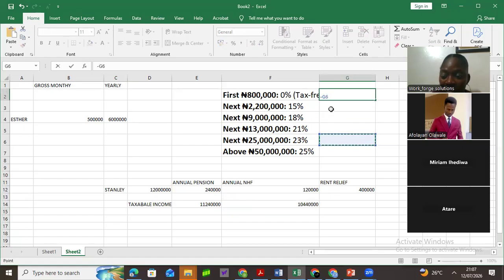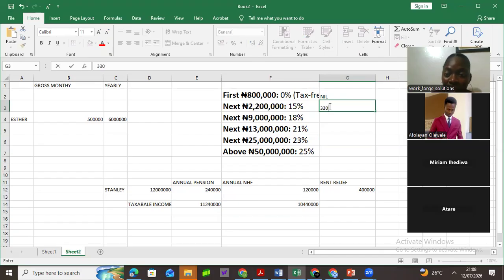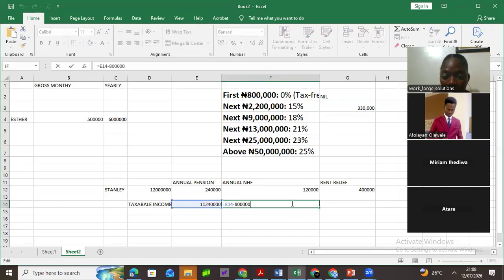Now, the next one is 2.2 million. So 15% of 2.2 million is what? We got the same thing as the last one, the same thing as the 330. Yes, 330,000. Yes. So this minus 2.2 million.